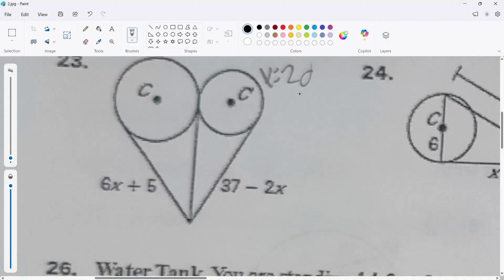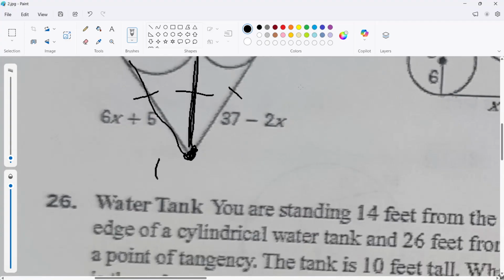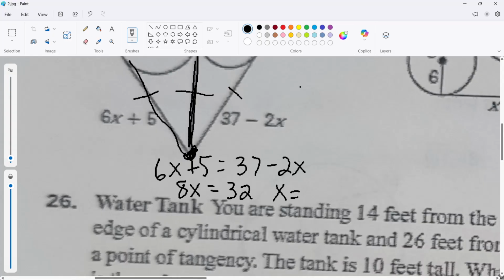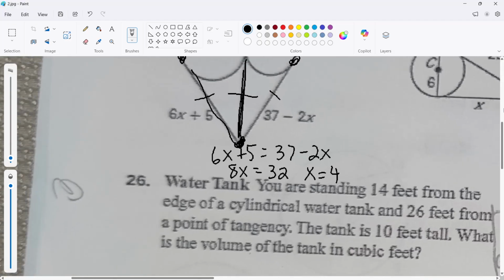I'll do this one next. Same principle. If I have one point, and see that those are both tangent to the big circle. So this, 6x plus 5, is the same as this. These two are the same. And on the right-hand circle, I have an external point that is tangent to the circle and 2 points, so both of those segments are the same. So therefore, 6x plus 5 equals 37 minus 2x. I will add 2x to both sides. 8x equals, subtract 5 from both sides, 32. X equals 32 divided by 8 is 4. So I've got that one.